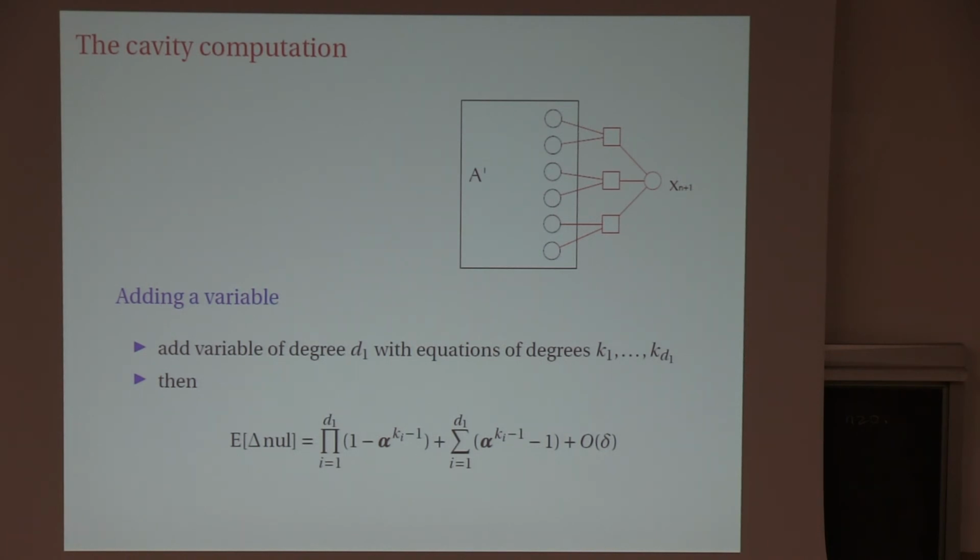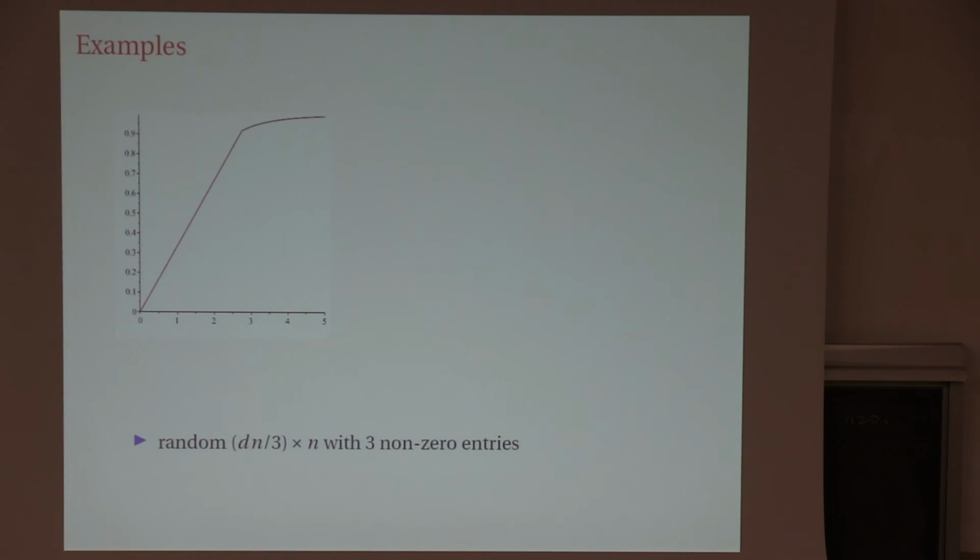Let me finish with two examples. So here's the Frieze-Sauerwald example. This is a random matrix where in each row you have precisely 3 non-zero entries, and in each column you have Poisson D non-zero entries. And this x-axis here obviously is D, and the y-axis is 1 minus the max of phi, so the y-axis is 1 over n times the rank of the random matrix.